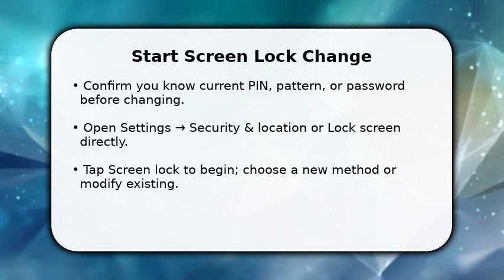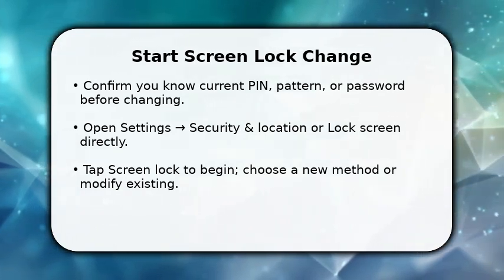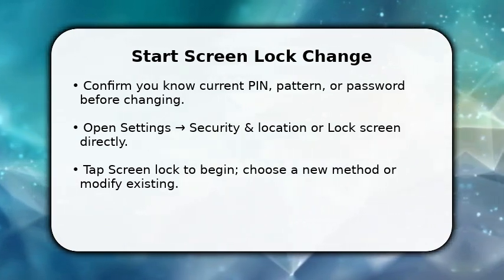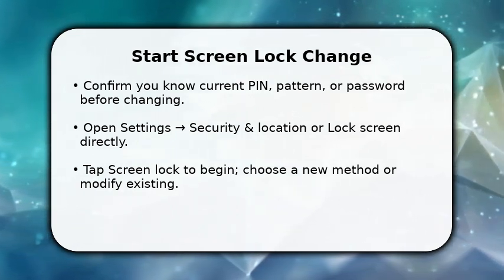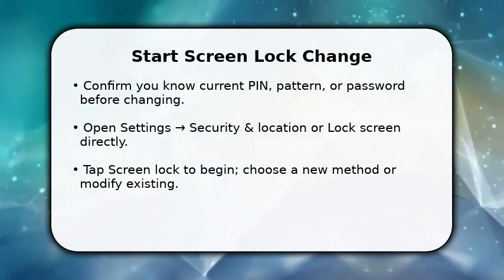You'll start by confirming you know the current lock credential. This prevents being locked out. Once confirmed, open Settings and go straight to Security and Location or Lock Screen, depending on your Moto model. Tap Screen Lock now, and the phone will prompt you to enter the existing PIN, pattern, or password for verification.